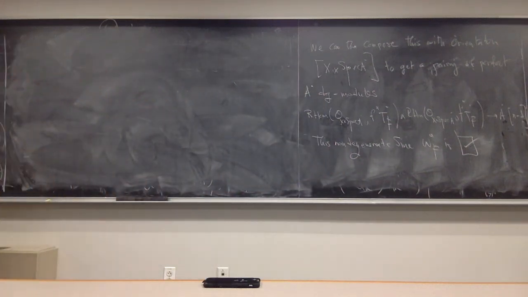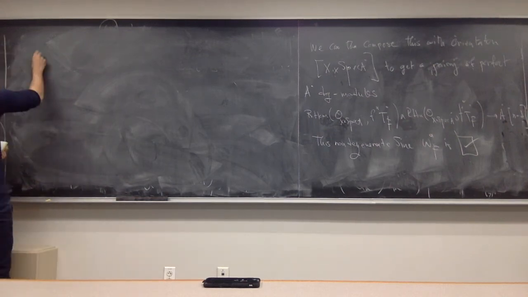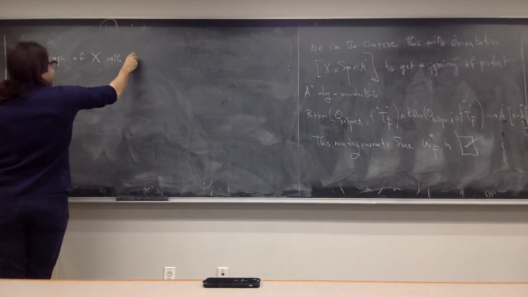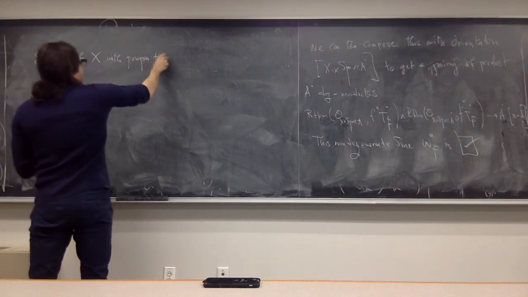Then I will talk about fiber product of two stacks over another stack, and then eventually talk about Lagrangians and intersection of Lagrangians, which are fiber products. But first, an example of X with properties in the theorem.